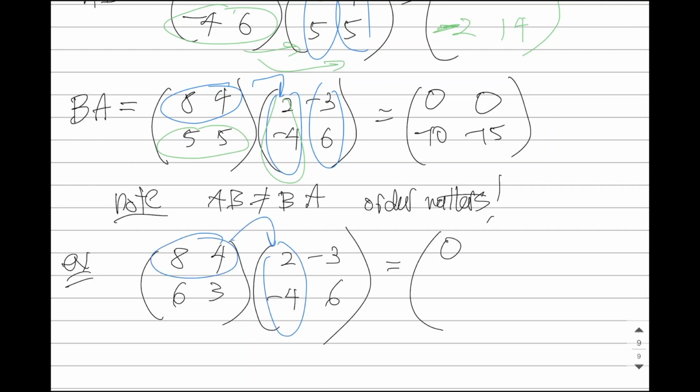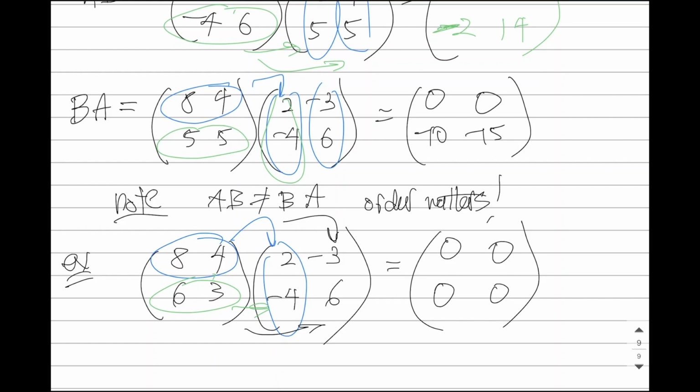I'm going to get 16 minus 16 is 0. Into the next column, I'll get negative 24 plus 24 is 0. Bottom row into this column, 12 minus 12 is 0. And in the final one, I will get negative 18 plus 18 is 0.